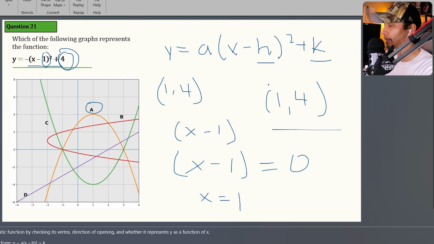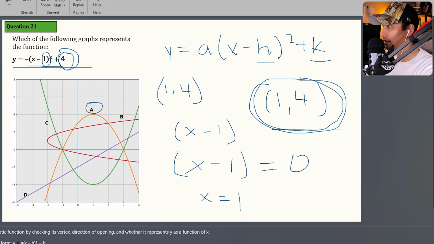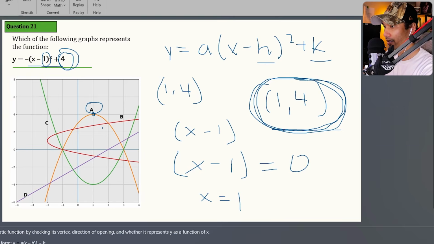But I know that for sure, when you get this number and this number, that's the coordinate. So it's not the y-intercept. This is the very top or very bottom of the graph, the vertex, 1, 4. That is not the y-intercept. That is the vertex of the parabola: the highest point when it's negative and the lowest point when it's positive. So there you go.